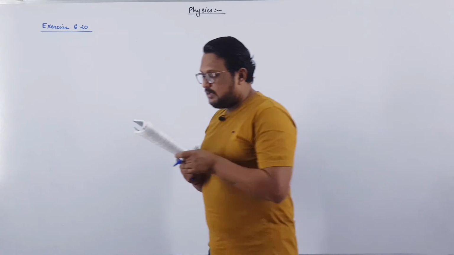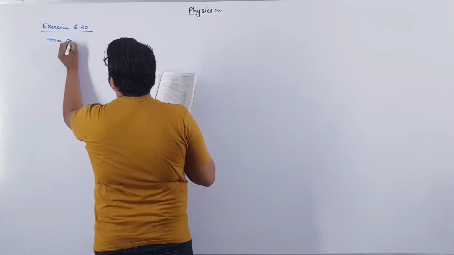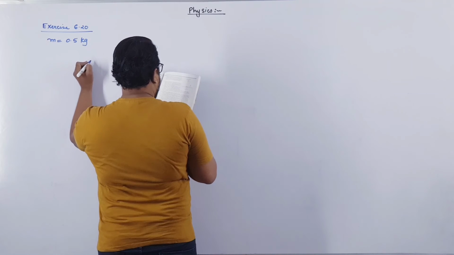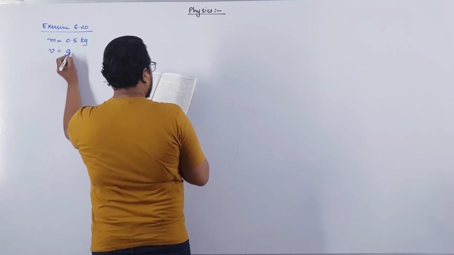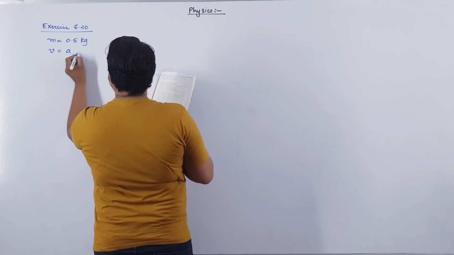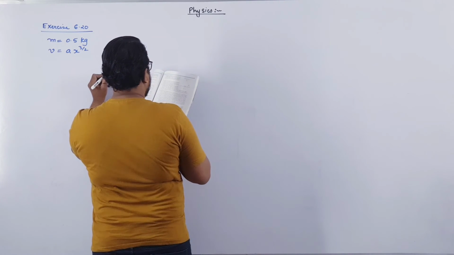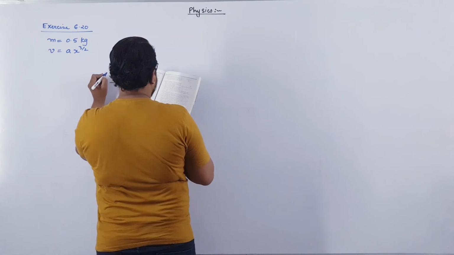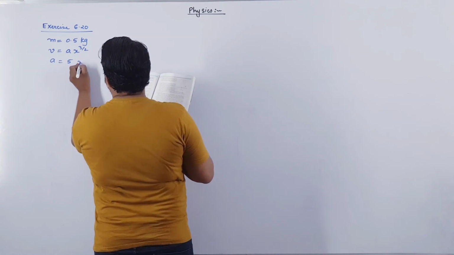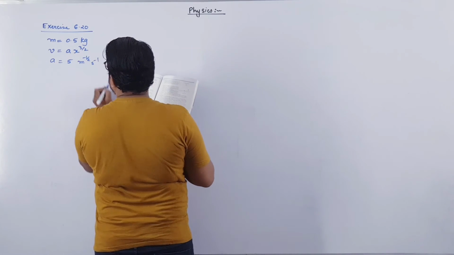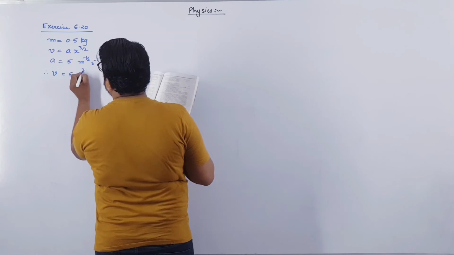Exercise 6.20. A body of mass 0.5 kg travels in a straight line with velocity v = a x^(3/2), where a is 5 m^(-1/2) s^(-1). So you can say that a is equal to 5 m raised to minus half second raised to minus 1. Therefore, directly we can write v = 5 x^(3/2).